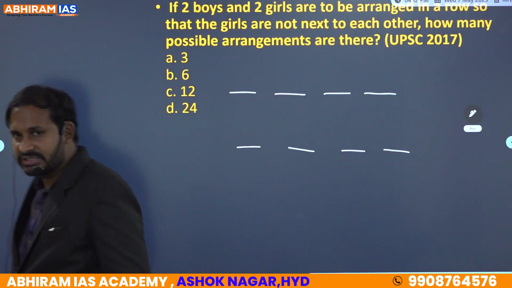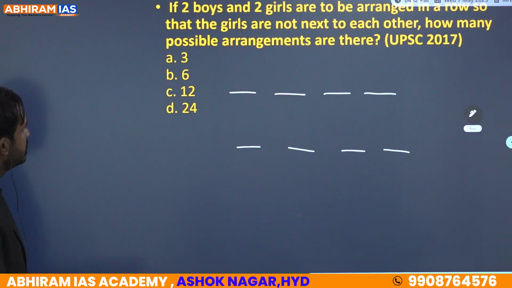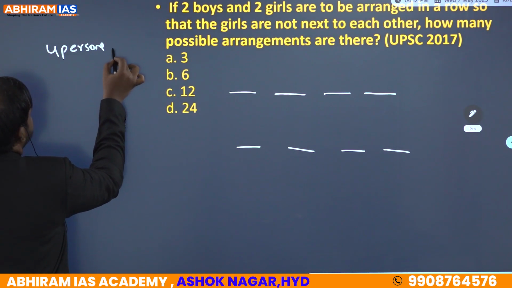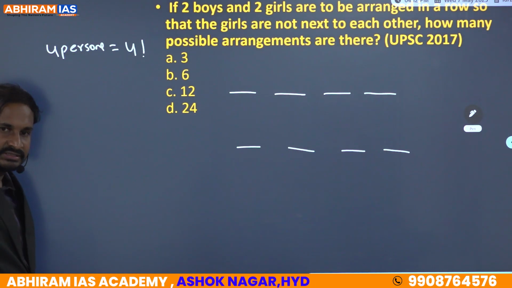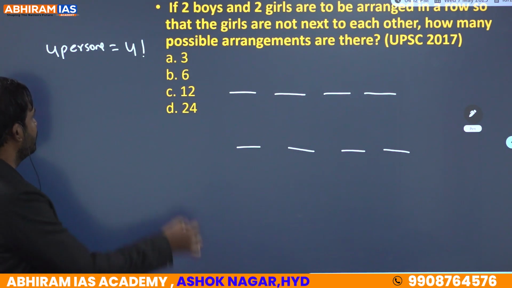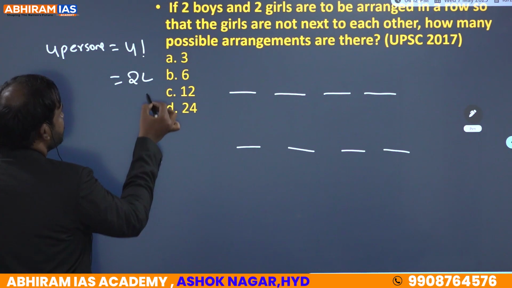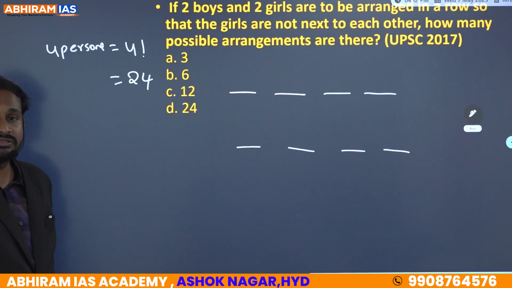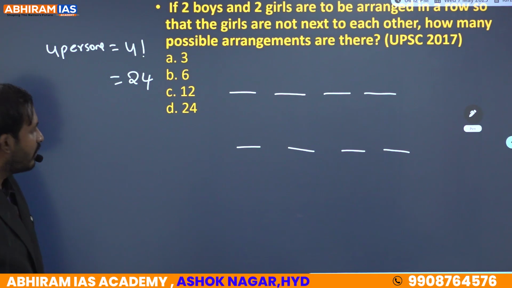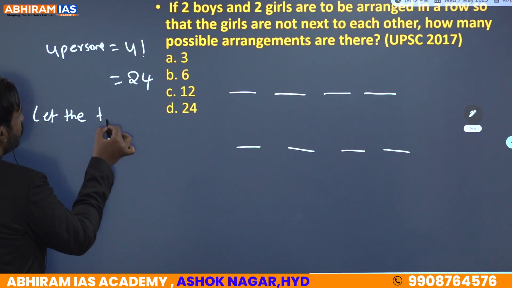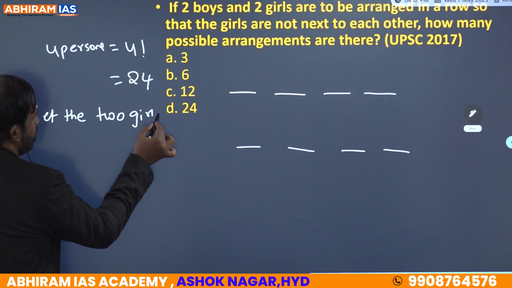First of all, 2 boys and 2 girls can be arranged in how many ways? 4 persons can be arranged in 4 factorial ways. That means the total number of ways is 24 different ways. What is our question? That they are sitting together. Okay, what I will assume is, let the two girls always sit together.